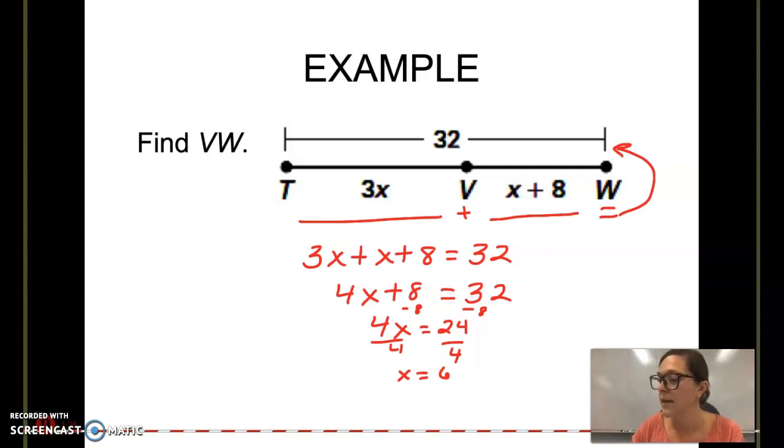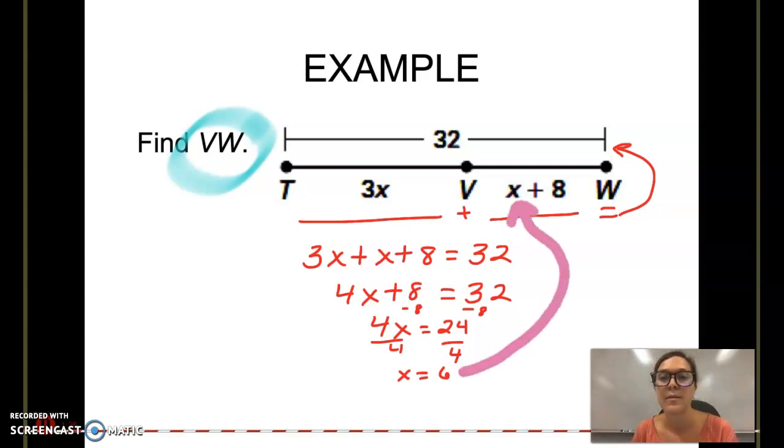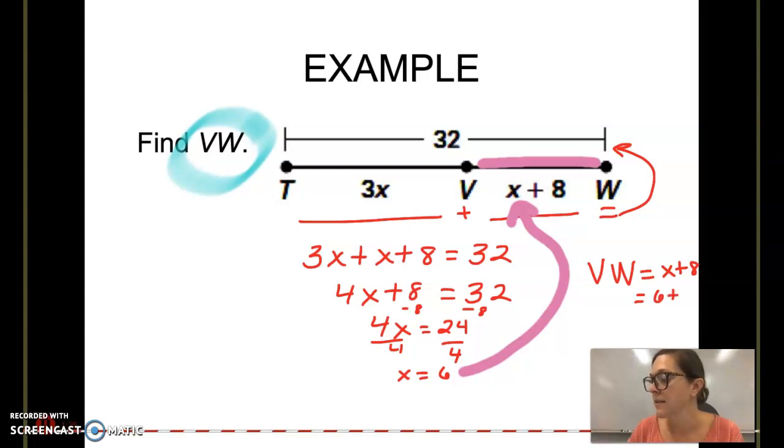Now notice, way back in the beginning, what were we being asked to find? We're not finding x anymore. We're finding the length of VW. So that means I have to put this 6 in place of x where my expression is for VW, because VW is right here, and that's represented by x plus 8. So VW is equal to whatever our x was plus 8. Well, what was our x? Our x was 6. 6 plus 8 gets us 14. So VW is equal to 14. Again, pause this video at any point in time to get anything jotted down.